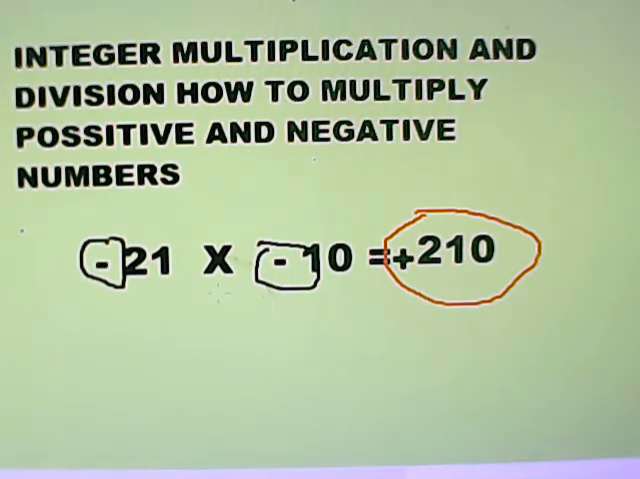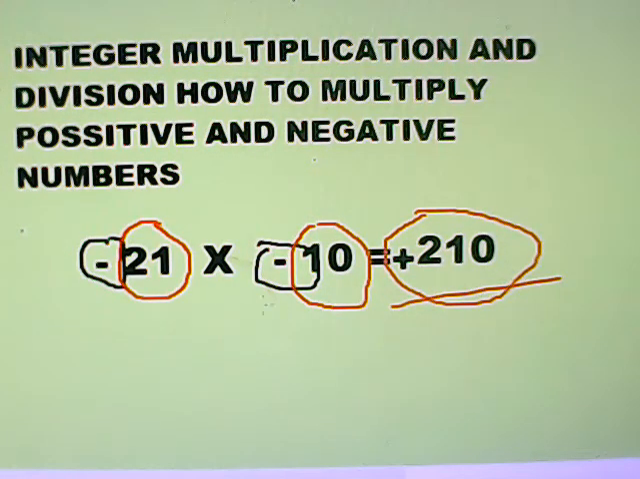Negative 21 times negative 10 is positive 210. All you have to do is just multiply this one first: 21 times 10, 210. And then you have to determine what sign it would be. Because it is the same, negative, negative, it equals positive. So it is positive 210.